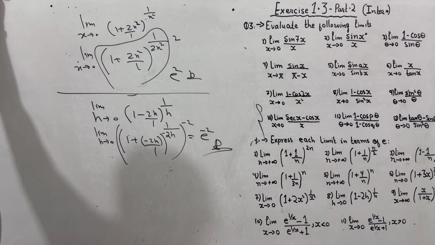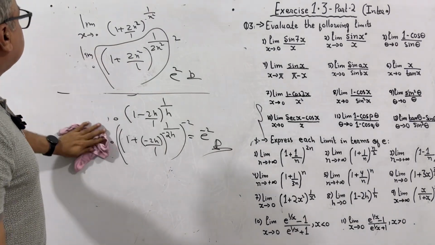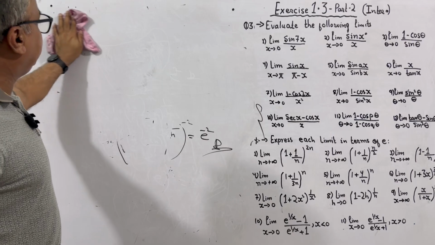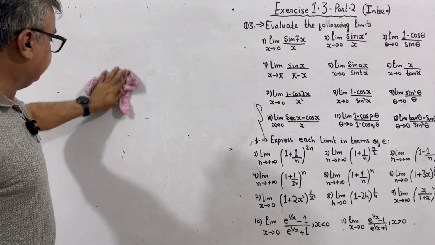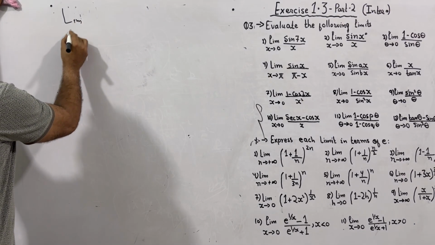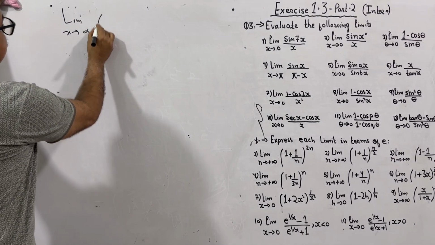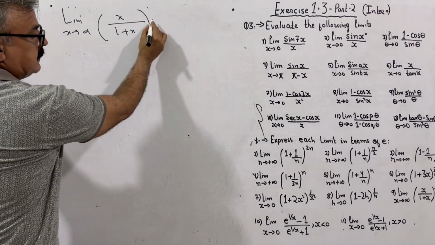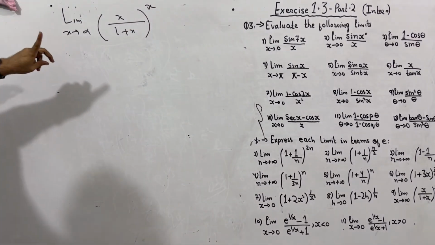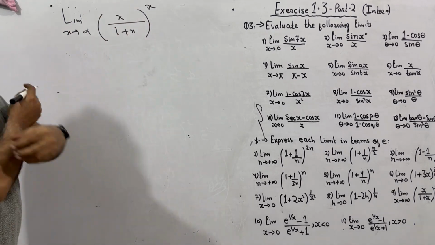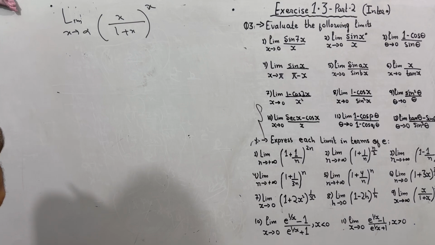Question number 9 is an important question in case of e. In case of e, limit x tends to infinity of (x over 1 plus x) raised to x. Look, in case of infinity or 0, where the overall power is a variable, it fits the case for e.